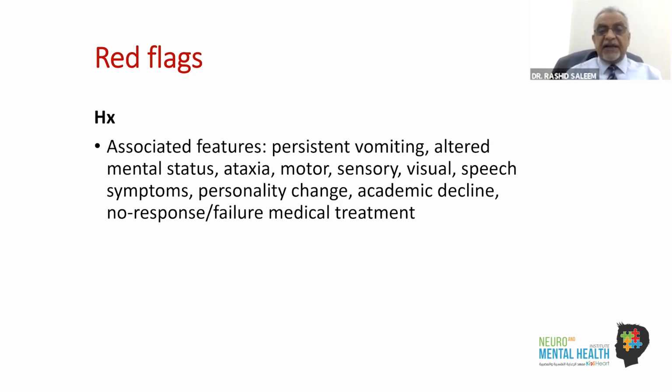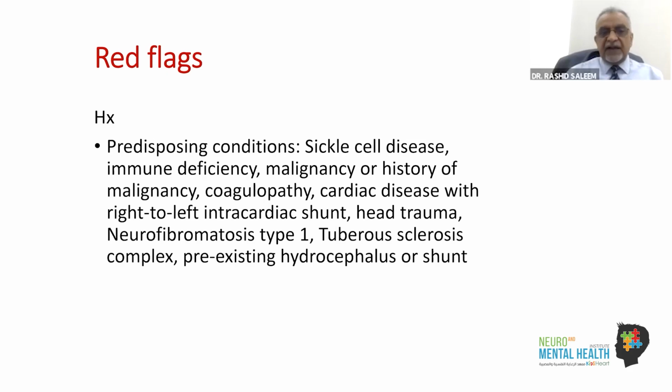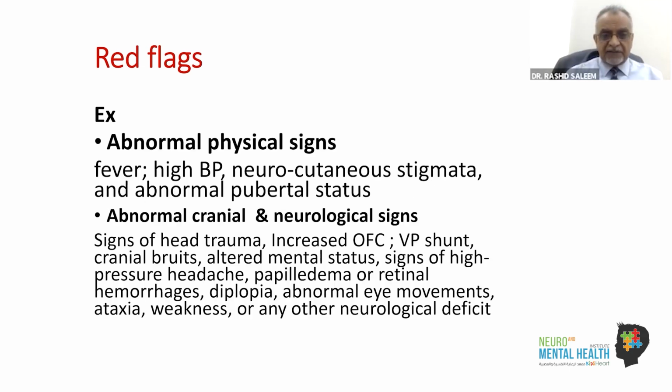And now history, again, associated features like persistent vomiting, altered mental status, ataxia, motor, sensory, visual, speech symptoms, personality change, academic decline, no response or failure of medical treatment. These are all red flags. History, again, past medical history of sickle cell disease, immune deficiency, malignancy, coagulopathy, neurocutaneous syndromes, a child with hydrocephalus or VP shunt, head trauma, these are all red flags.